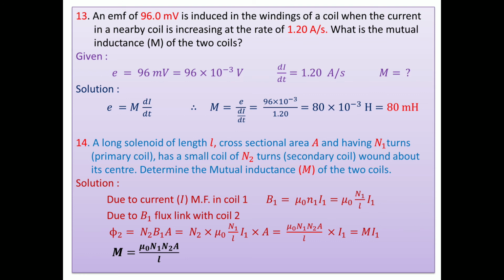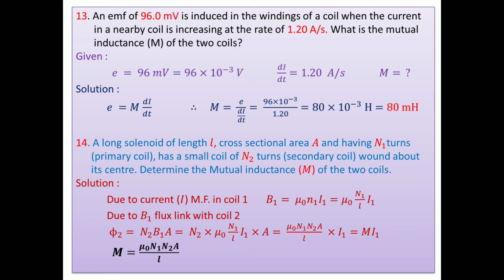Thereafter we go through another numerical, number 13. An EMF of 96 millivolt, milli means minus 3, is induced in the windings of a coil when the current in a nearby coil increases at the rate of 1.20 ampere per second. What is the mutual inductance? You have to calculate the mutual inductance. Reverse problem is there. 96 millivolt induced EMF, 96 into 10 raised to minus 3 volt. di by dt equal to 1.20 ampere per second. You have to calculate mutual inductance.